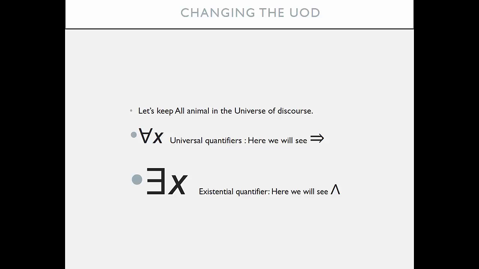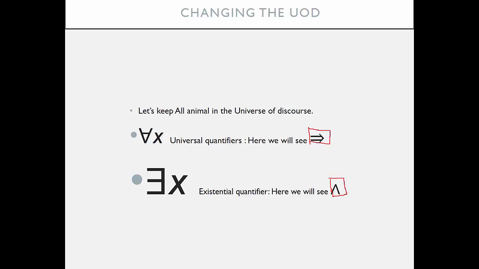Now, in many cases, when you deal with first order logic, when we have a universal quantifier, we would very often see this implication operator. And when we have an existential quantifier, we will get to see AND.